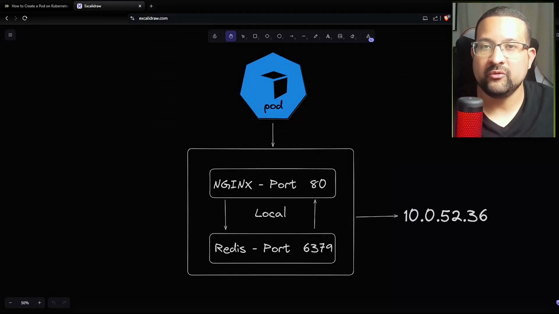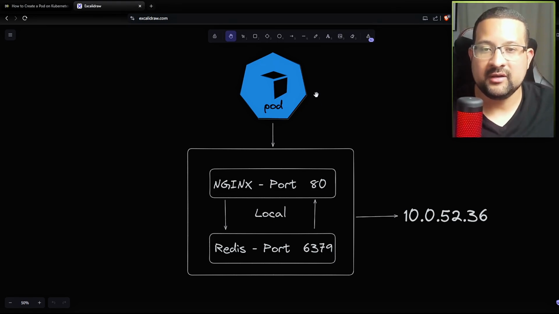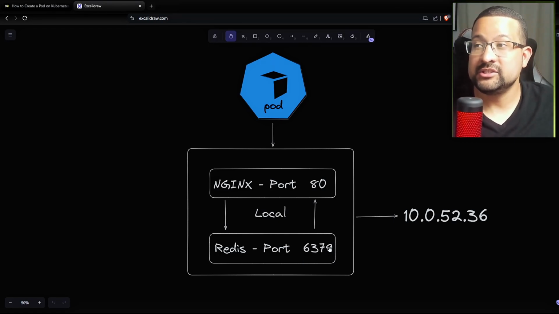The pod is the minimum resource on Kubernetes. It can have one container or more containers. Okay, in the pod I have, this pod has two containers. One container with Nginx on port 80, and another container with Redis on port 6379. And they share resources, they share memory, they share everything inside this pod.